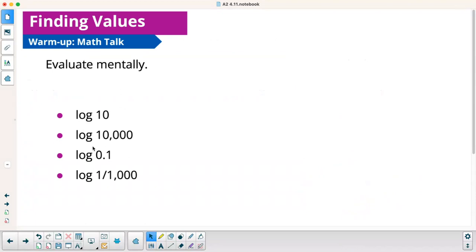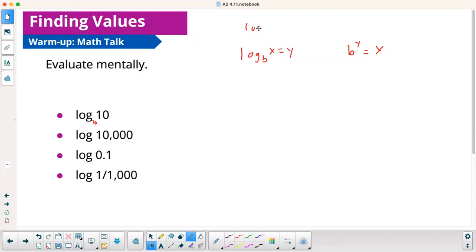Okay, so a little warm up here. Evaluate mentally. If there's no base written, we just assume that it's a base of 10. So remember, if I have log base b of x equals y, this is log form. To get to exponential form, it's b to the y equals x. So this is log form, and this is exponent or exponential form.